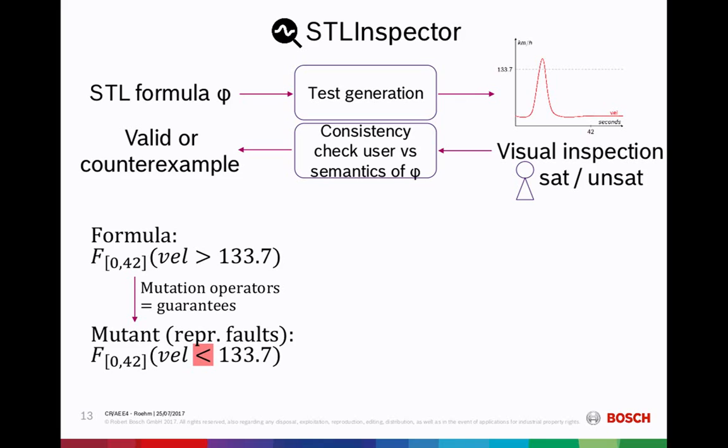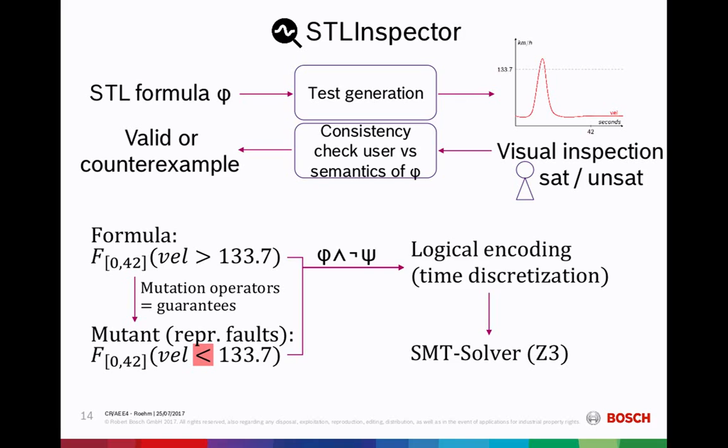So now we want to generate one test that separates this formula from the mutant, and therefore we generate a test that satisfies the formula, but not the mutant. And therefore, we combine them, do a logical encoding by discretizing time, and then use an SMT solver, Z3, to generate one test out of this.